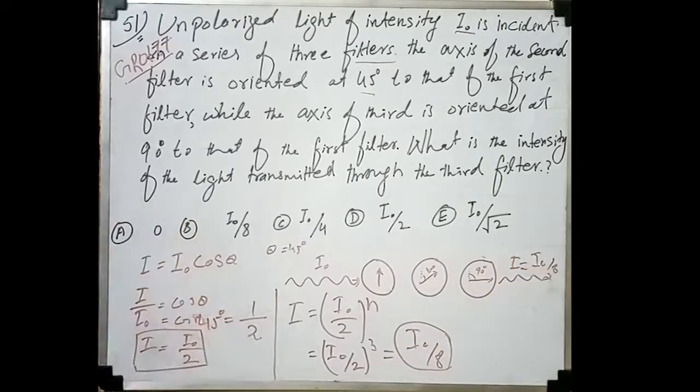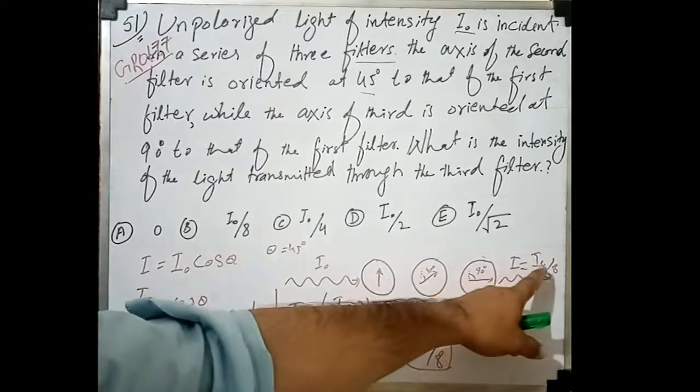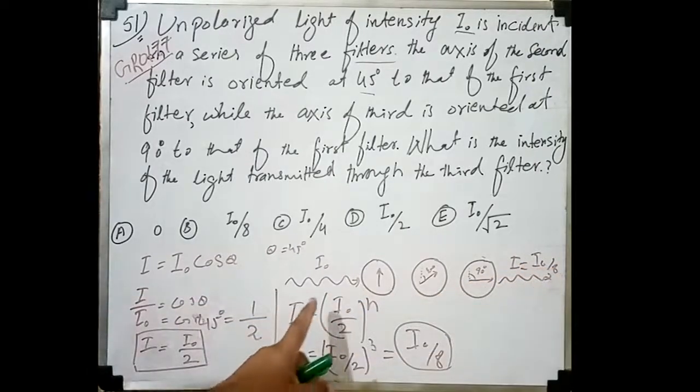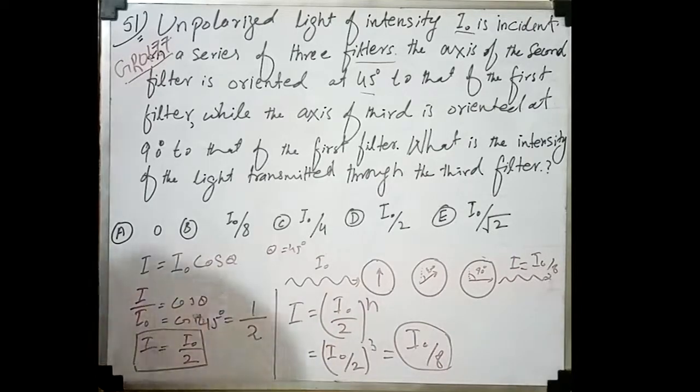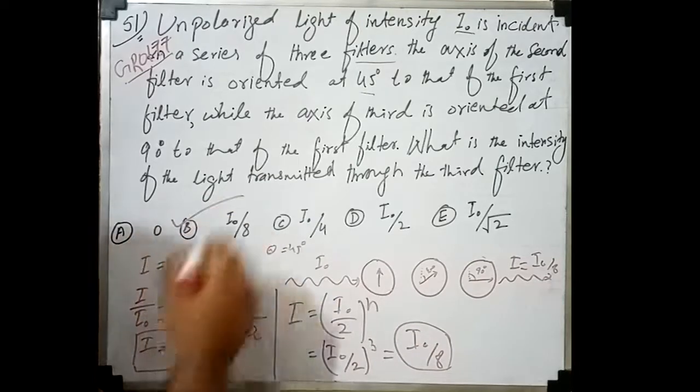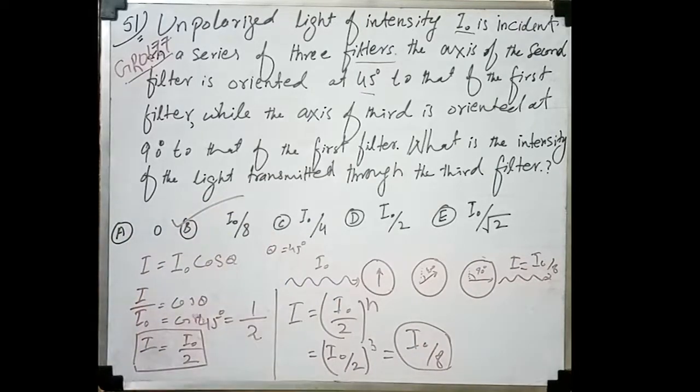It will decrease to one eighth. I is equal to I naught over 8 when it passes through the series of 3 polarizers oriented in this position. So option B is our right option.